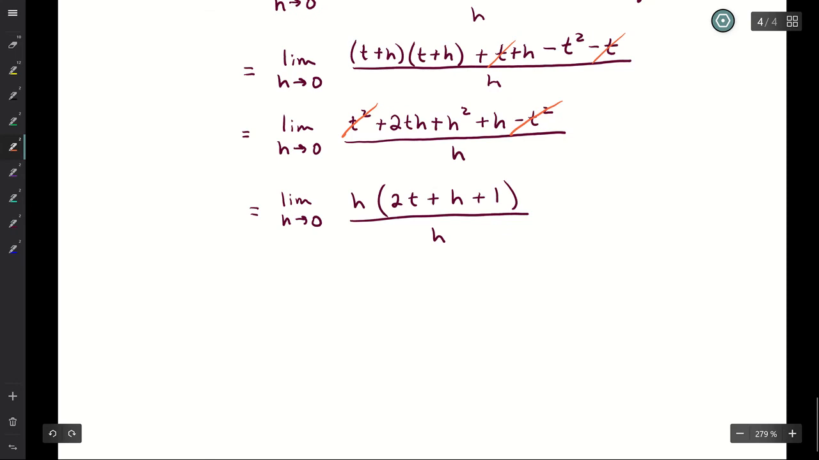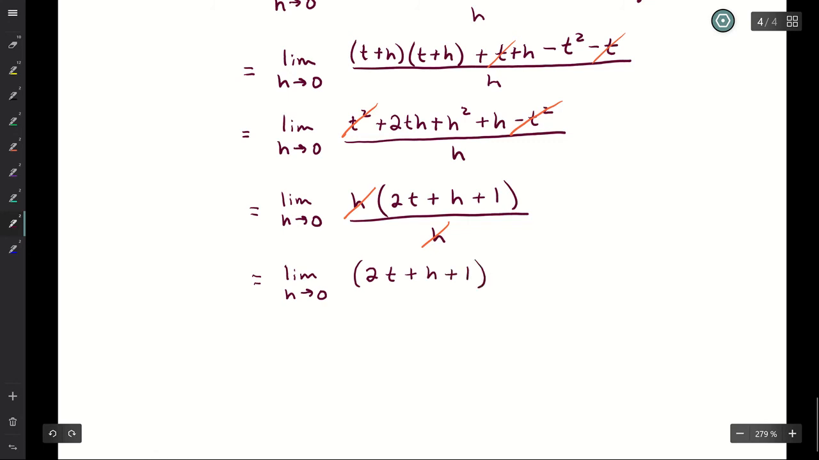So remember, this was the piece that I said I was picky about. I want to be able to see you factoring, and I want to be able to see you then canceling. And so at this point, we have the limit as h goes to 0 of 2t plus h plus 1.